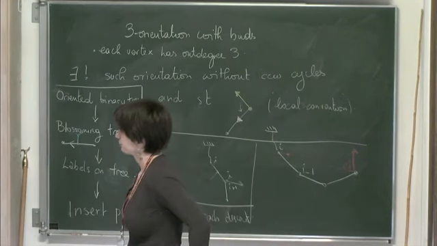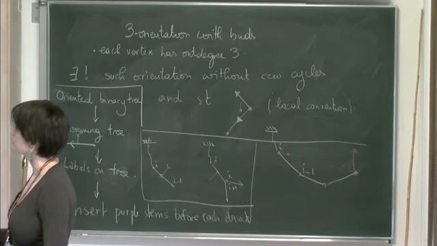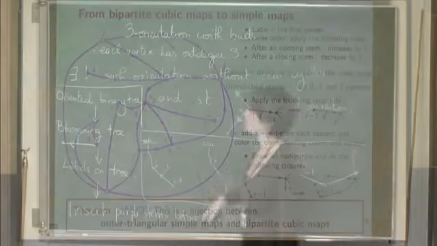Okay. And this is a bijection between outer triangular simple maps and bipartite cubic maps. So at this point, I don't really hope to convince you that this is a bijection. The only thing I can maybe do is try to convince you that what we get is a simple map. I mean, there is no reason why we don't create loops or multiple edges by doing this construction. And the proof that this is a simple map is going to rely on the characterization of simple maps with this kind of orientations. Okay, so that's where orientations actually play a major role.